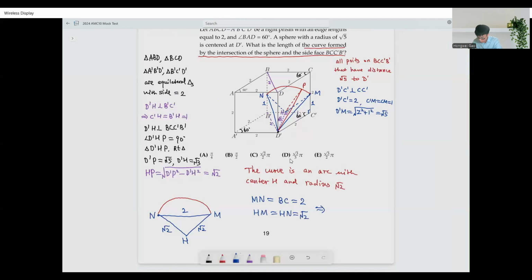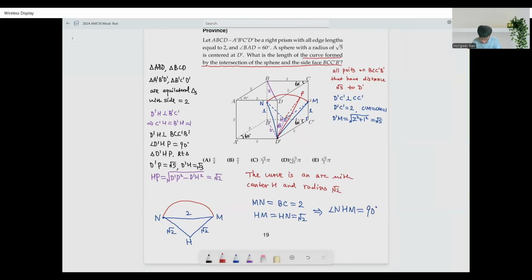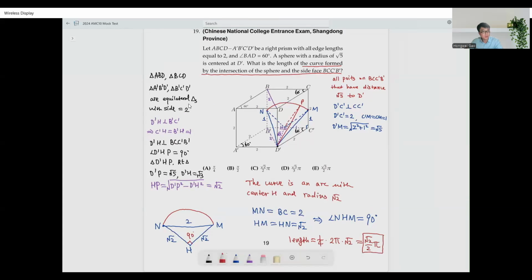That implies the angle NHM equals 90 degrees. That means this arc is a quarter arc of a circle with radius root 2. So the length is 1/4 of that circle, 2 pi times radius root 2. So it's root 2 over 2 pi. That is the length of this arc, which is the answer to this question.